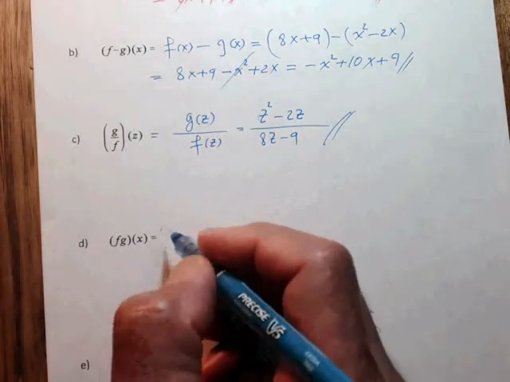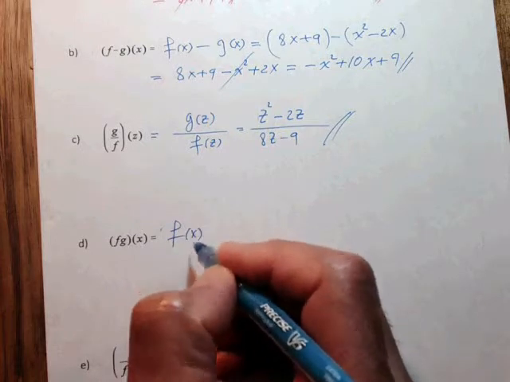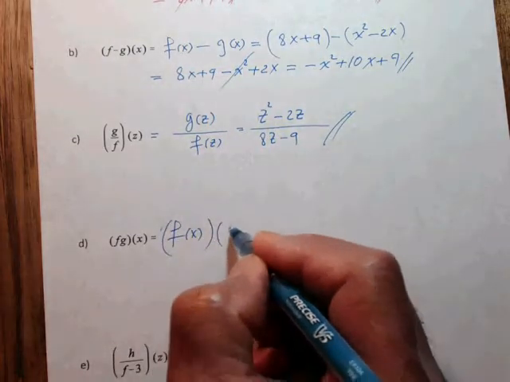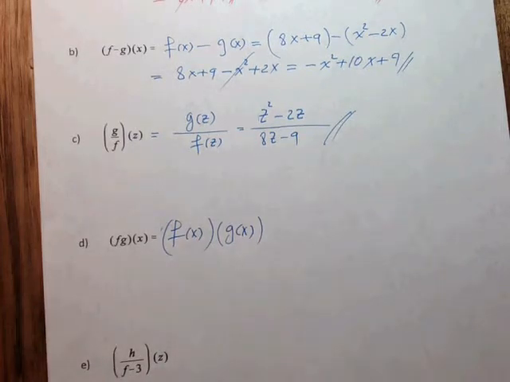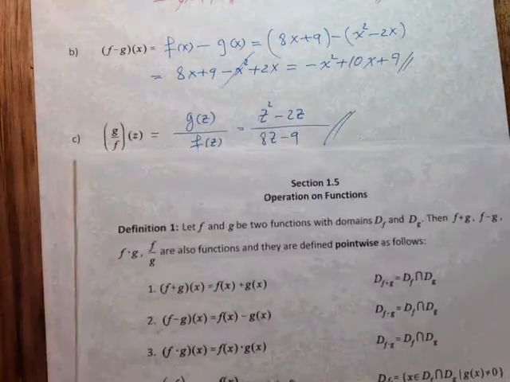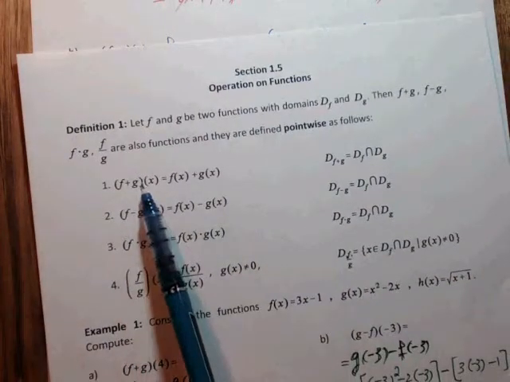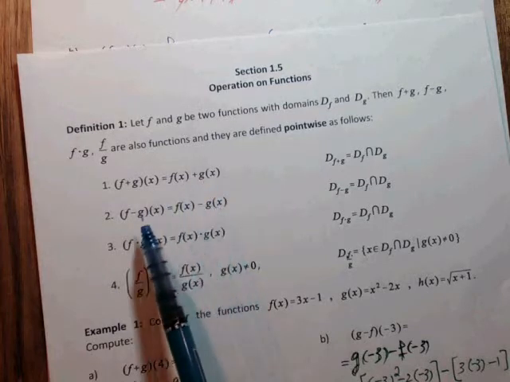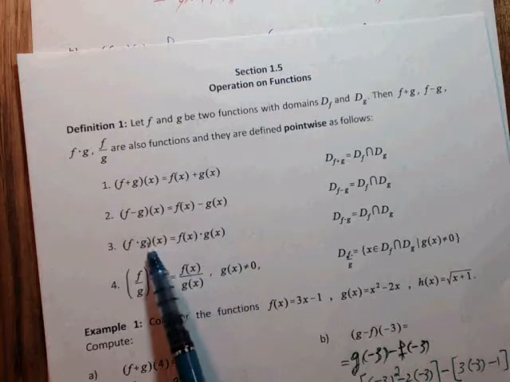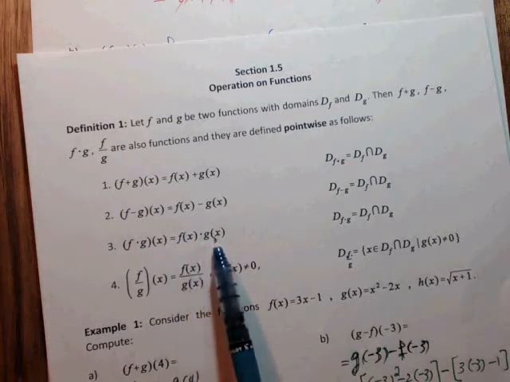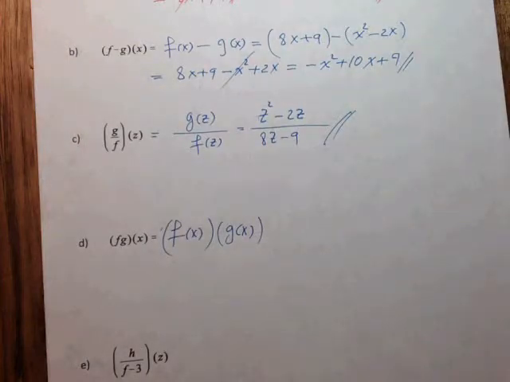f times g at x, so it's f of x times g of x. We multiply the functions. See, one more time to show you this, pointwise: f plus g at x is f of x plus g of x. f minus g is f of x minus g of x. f times g, f of x times g of x, and so forth. Okay, so I'm just using the formula.